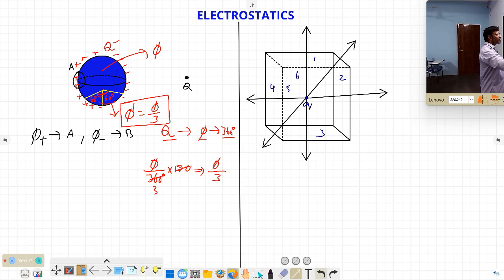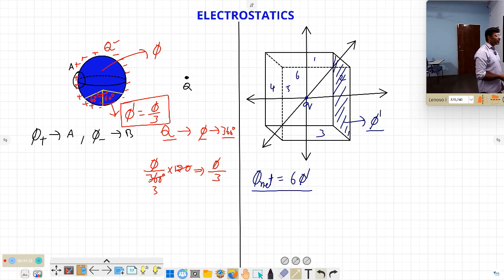That means the flux across each face, if we take one face, is phi dash, and the total net flux is 6 into phi dash. Because each face, one face, two faces, three faces, all the faces contain the flux phi dash, the total flux through the cube is equal to 6 phi dash. Now our requirement is to find the flux across each face. According to the concept, one single charge contributes the total flux.